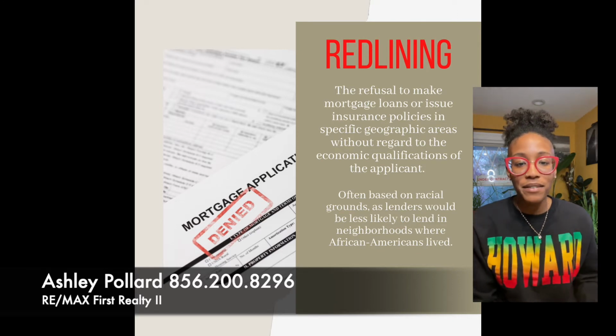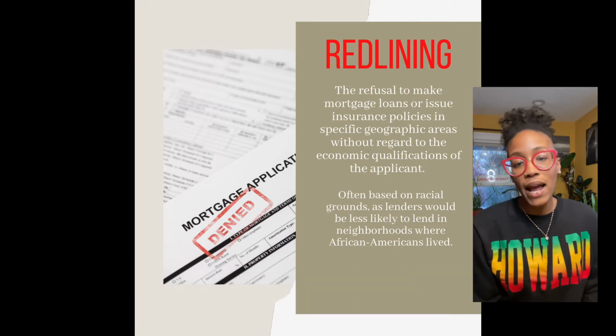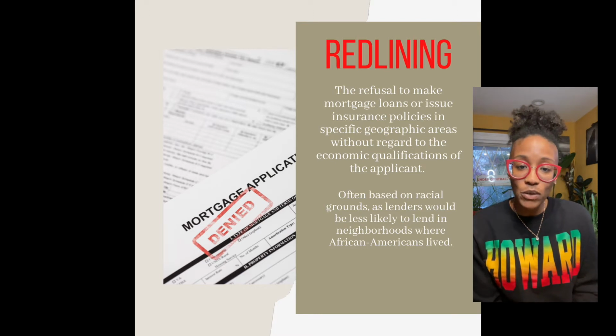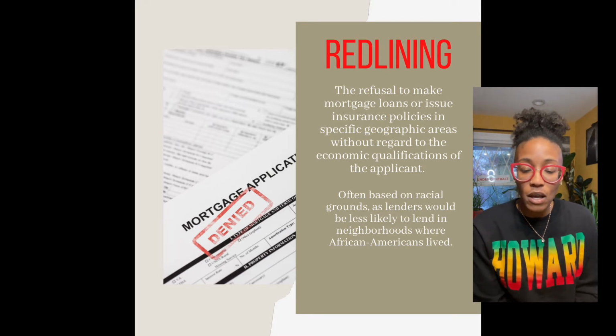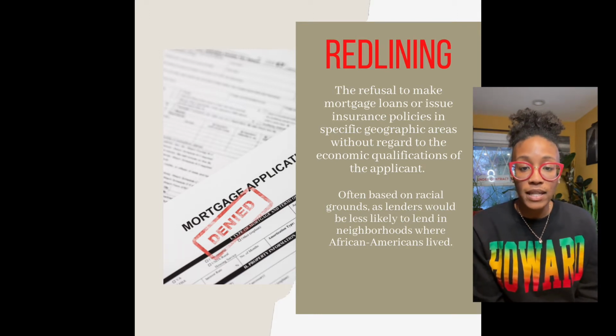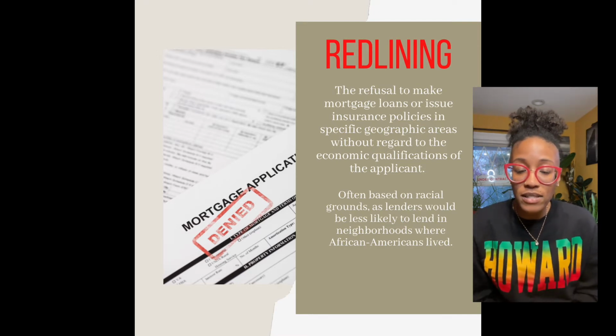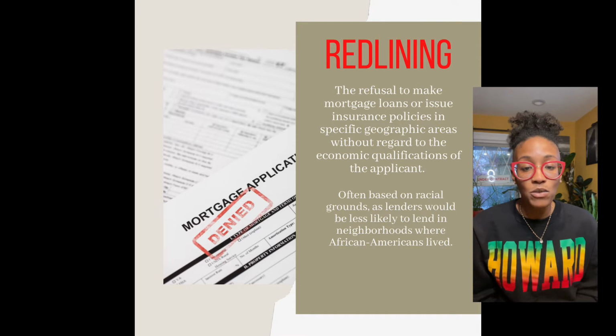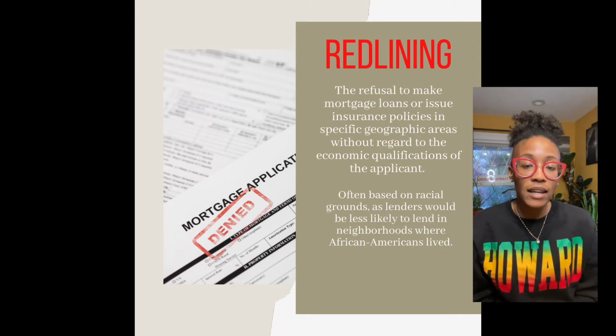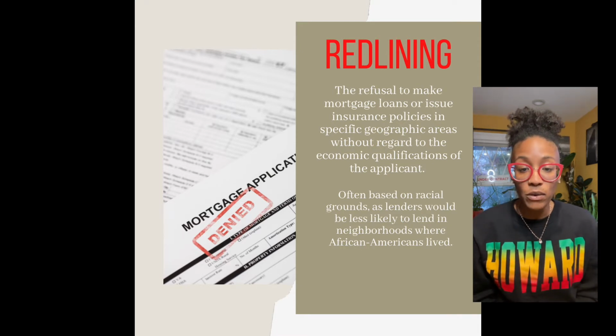Let's jump in by defining redlining, which is the practice of denying mortgage loans in certain geographical areas without considering the applicant's economic status. It was really often based on racial grounds, as it targeted areas where African Americans lived and allowed lenders to deny loans in those neighborhoods.